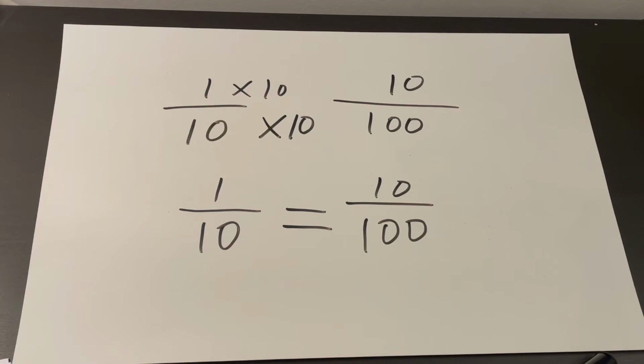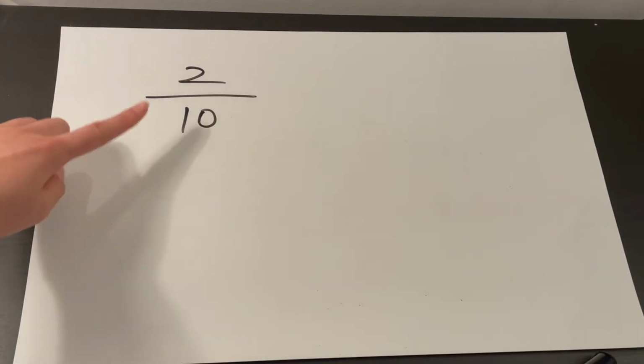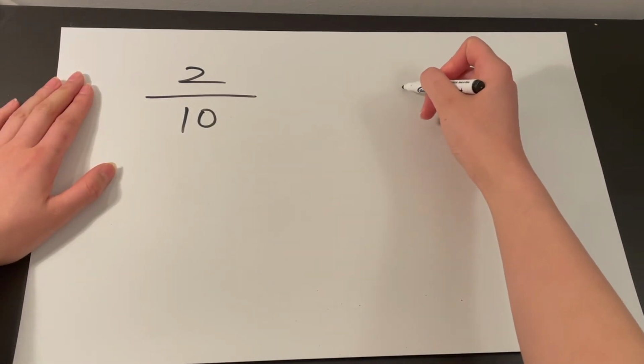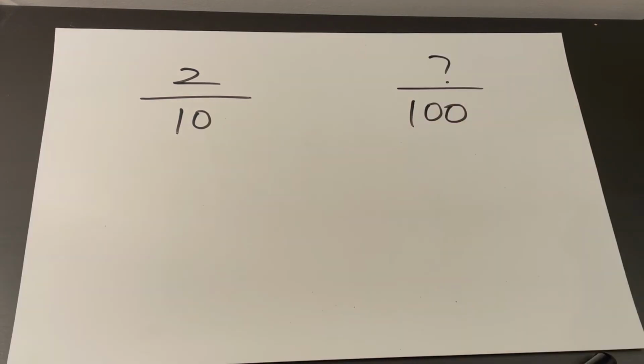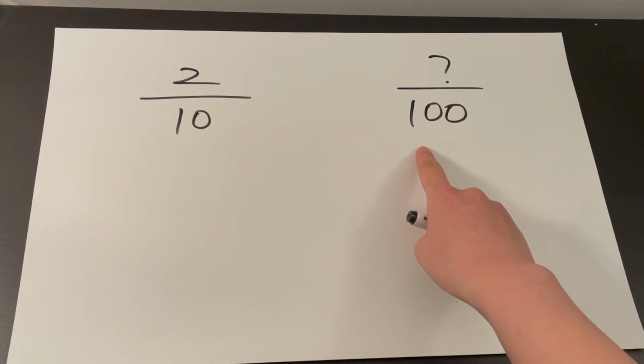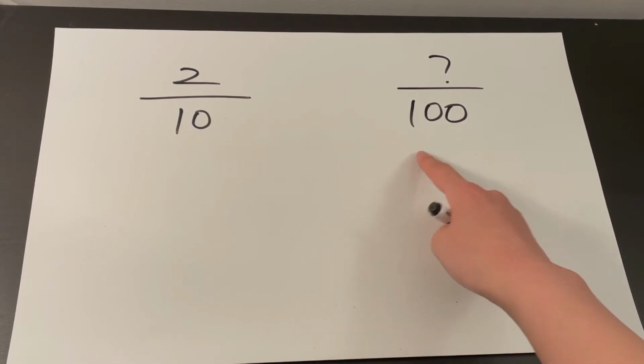Great job! So now let's learn how to express a fraction with a denominator of 10 into a fraction with a denominator of 100. So the best way to learn it is to jump right in. Let's learn from this example. How can we express 2/10 into a fraction with a denominator of 100? Let's look at the denominator first. It changed from 10 to 100. So how much does 10 multiply by to become 100?